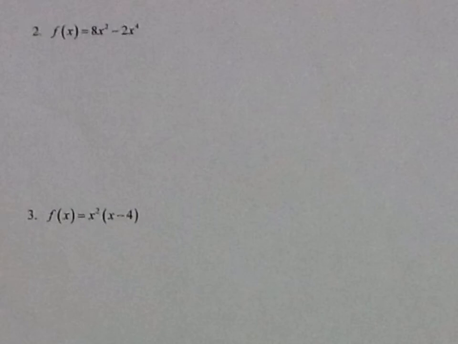Okay, so now I'm looking at f of x is equal to 8x squared minus 2x to the 4th power. All right, so I'm going to pick this time f of 3. So it's 8 times 3 squared minus 2 times 3 to the 4th power. You can plug that into your calculator, you get negative 90. Now we're going to do f of negative 3. Remember, they have to be the same number, but opposites.